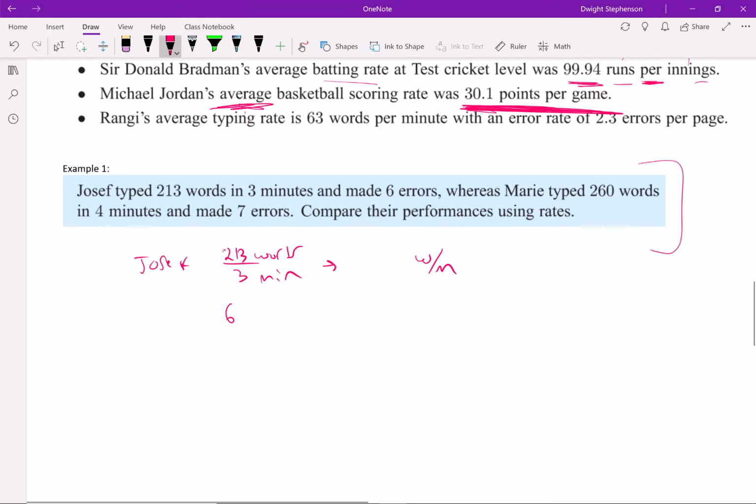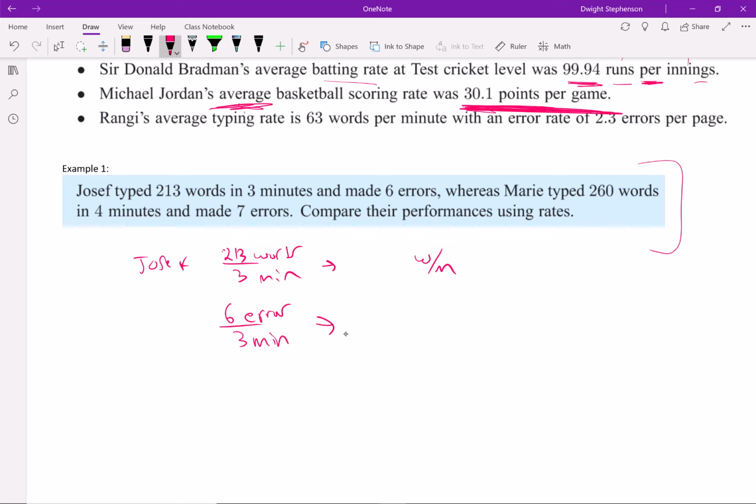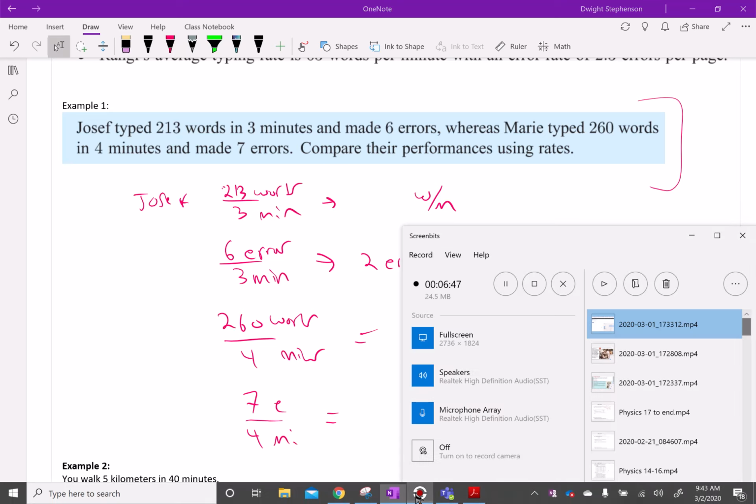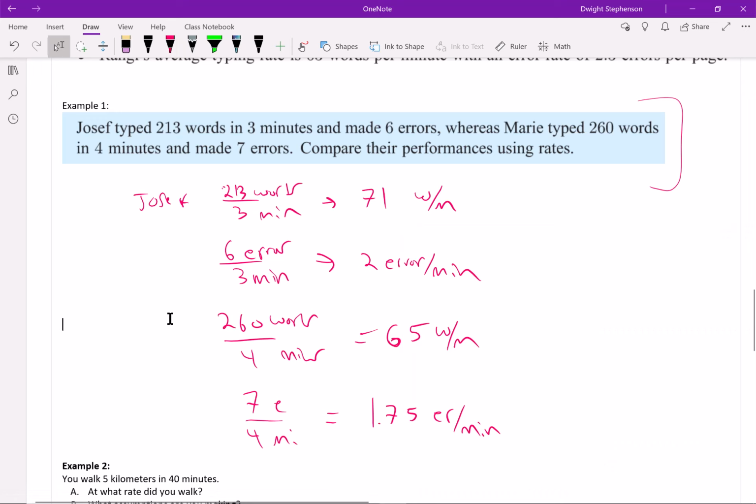So he's making 6 errors in 3 minutes, which means he's making 2 errors per minute, and that's a rate, errors per minute. Whereas Mary typed 260 words in 4 minutes, but her error rate was 7 errors per 4 minutes. And then you could get these unit rates, which let me just get those real quick. So you can see Joseph's unit rate is 71 words per minute and 2 errors per minute. Mary is 65 words per minute with 1.7 errors per minute.